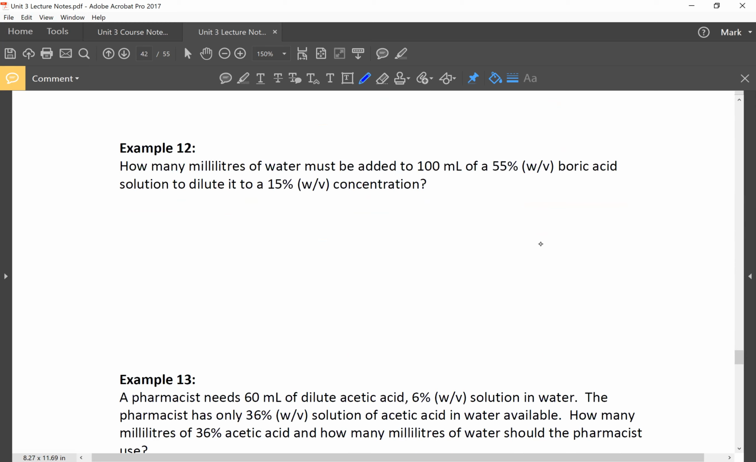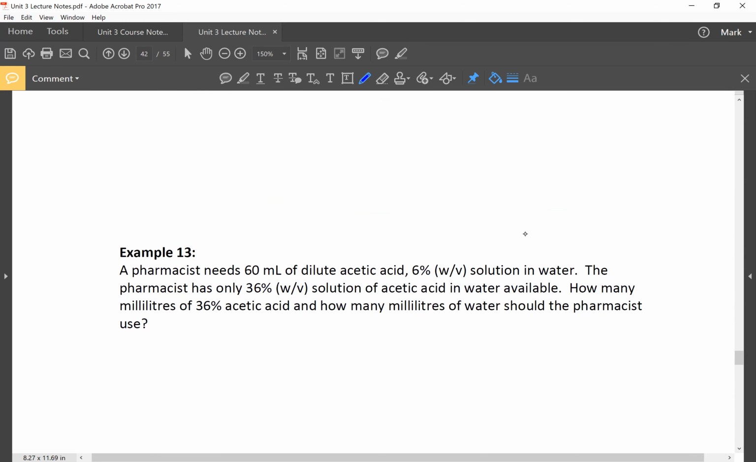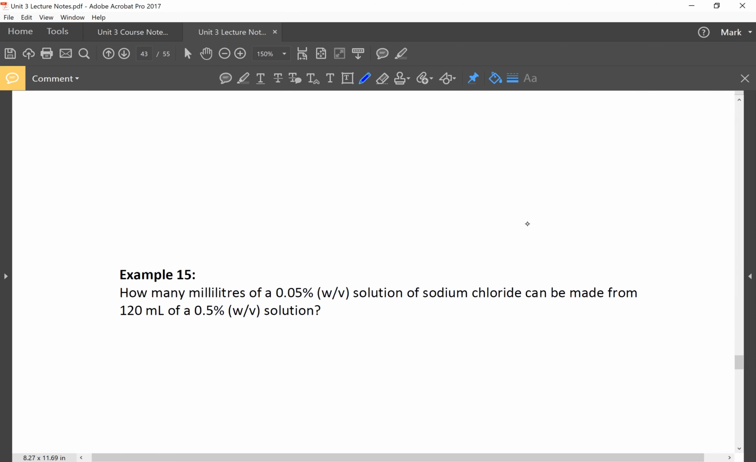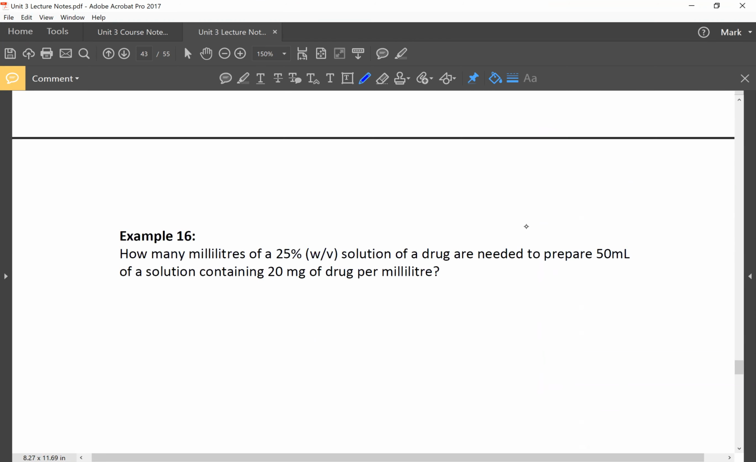Okay, let's skip ahead a little bit. And I'm not trying to skip anything. It's just we don't need to do every example. Let's look at some of the ones down here.